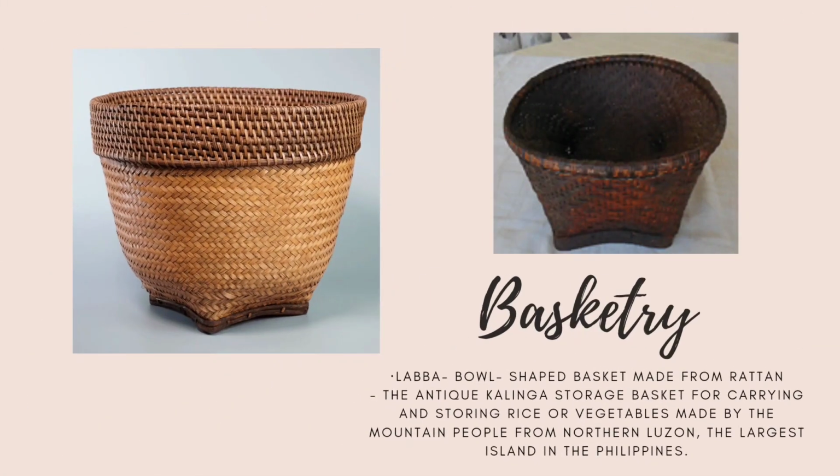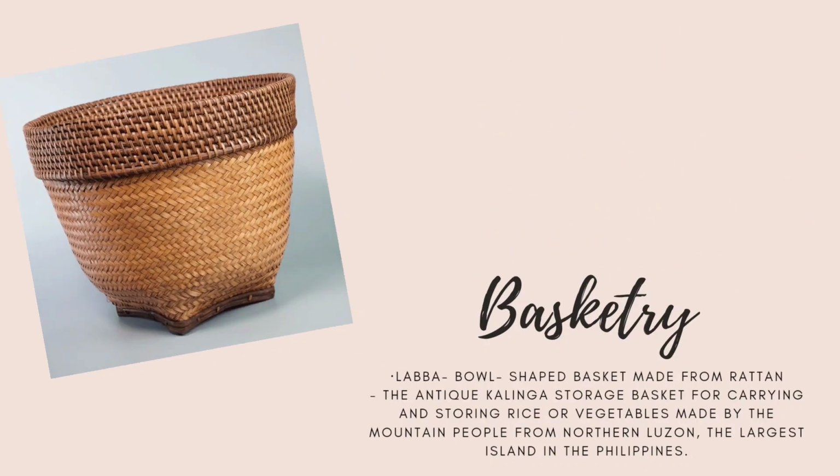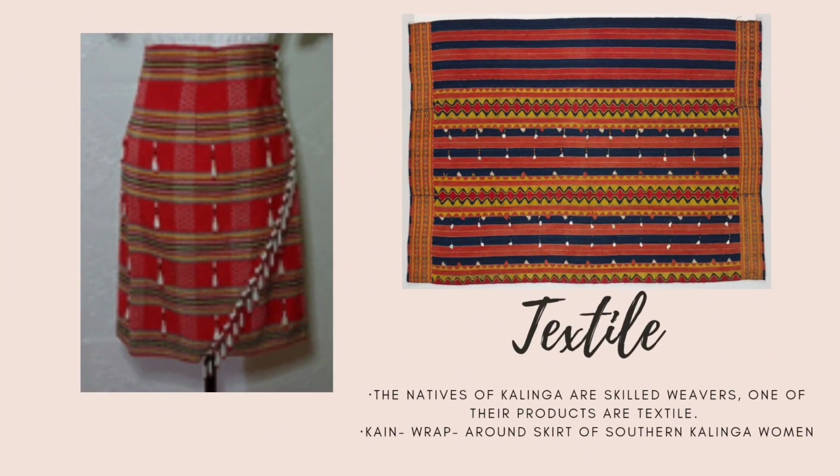Next is basketry. Laba, a bowl-shaped basket made from rattan. The antique Kalinga storage basket for carrying and storing rice or vegetables made by the mountain people from northern Luzon, the largest island in the Philippines. The natives of Kalinga are skilled weavers. One of their products is textile. Kain, a wraparound skirt of southern Kalinga women.